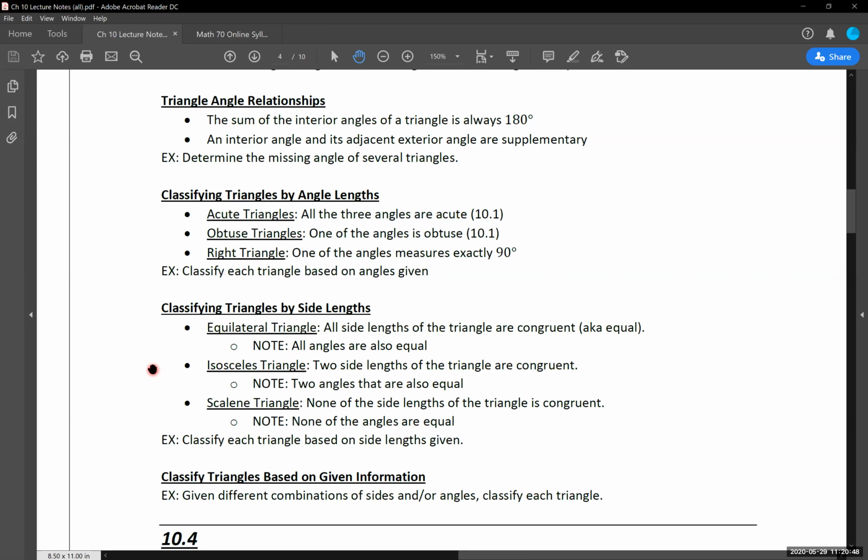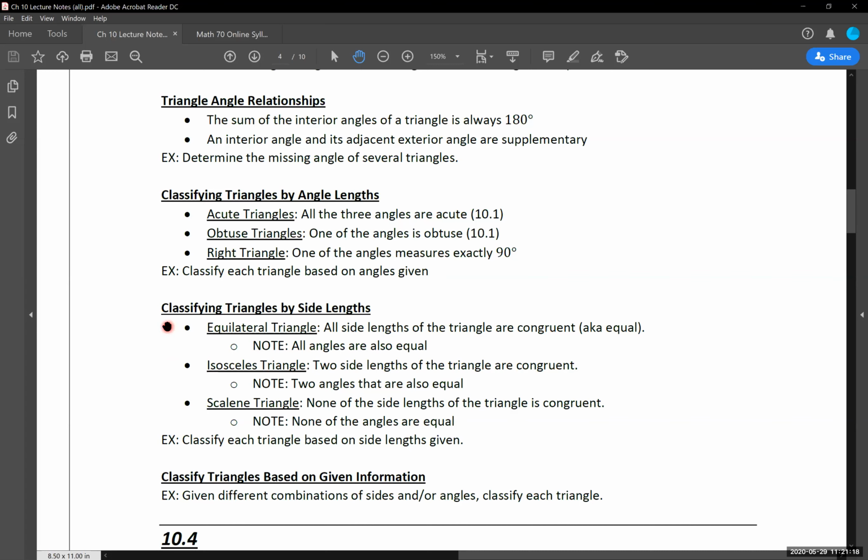For isosceles triangles, two side lengths of the triangle are congruent, or equal to one another. And similar to equilateral triangles, they have this really nice property that if two of the side lengths are congruent, two of the angles are also going to be congruent, or equal to one another. So these two are our most unique types of triangles in terms of our side lengths.